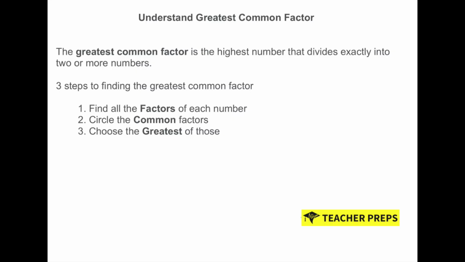Today, we're going to learn how to find the greatest common factor. The greatest common factor is the highest number that divides exactly into two or more numbers. There are 3 steps to finding the greatest common factor.